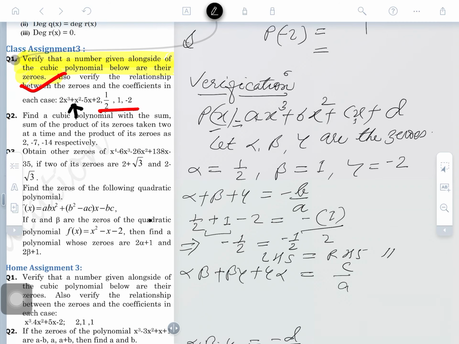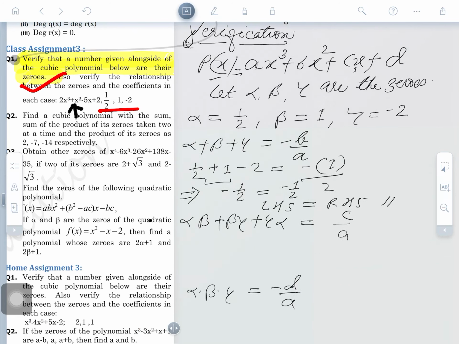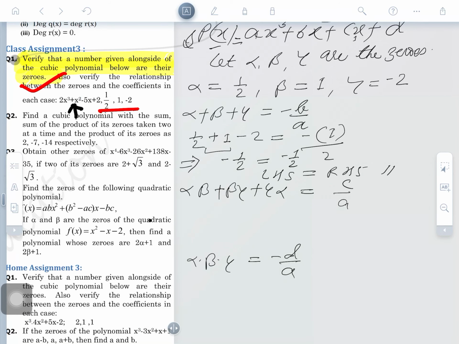If this type of relation exists between alpha, beta, gamma, then we can say the verification is made completely. Similarly, how can we do the second relationship? Alpha is 1 by 2 into plus 1, and then plus 1 into minus 2, that is alpha beta plus beta gamma, and then minus 2 multiplied by 1 by 2.